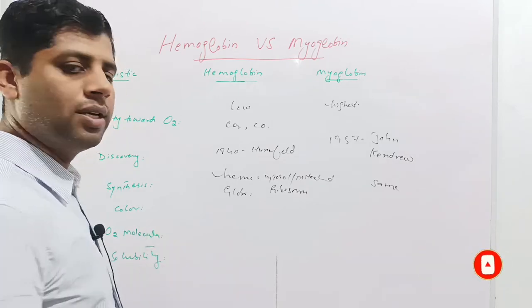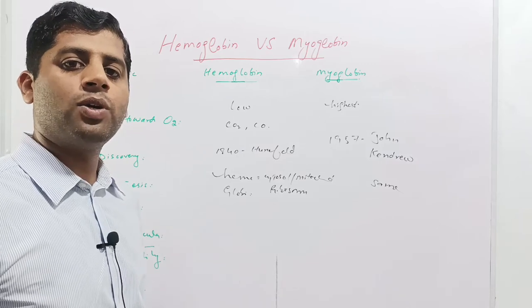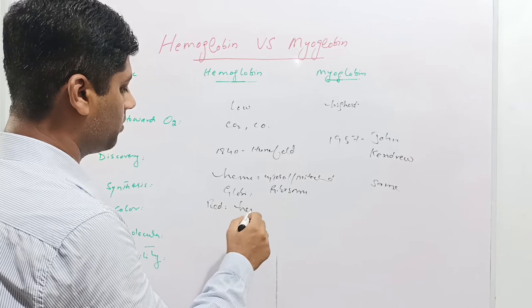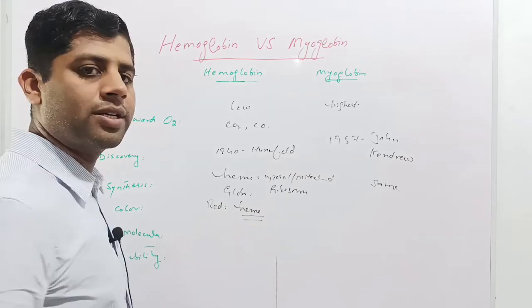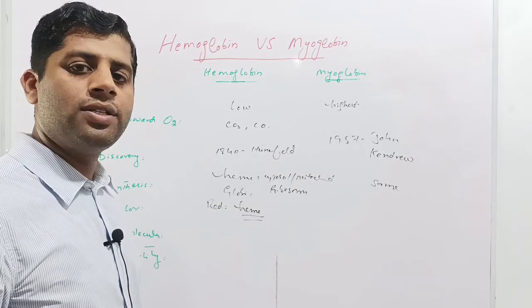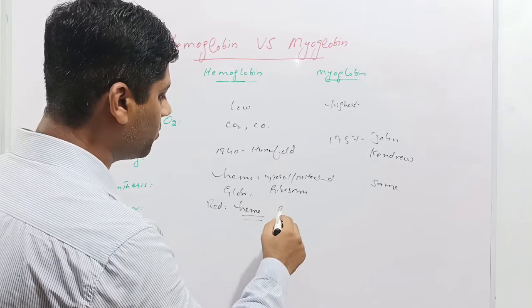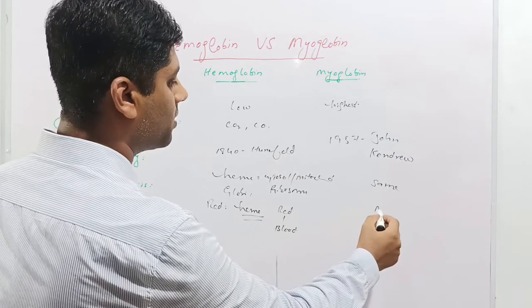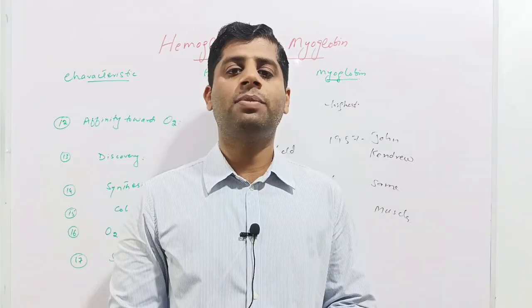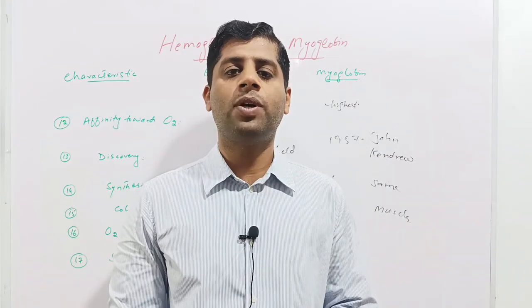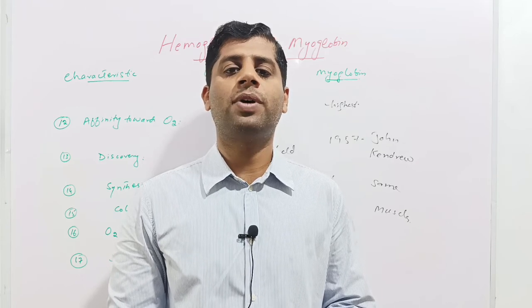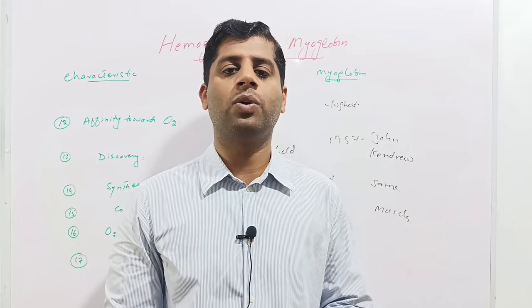Next is the color. As you know that the color of hemoglobin or myoglobin is red. This red color is due to presence of heme group. Heme group imparts red color to the hemoglobin and myoglobin. In turn, these hemoglobin molecules impart red color to the blood, while the myoglobin imparts red color to the muscles. And blood and muscles appear red due to the presence of hemoglobin and myoglobin respectively, due to presence of the heme group.